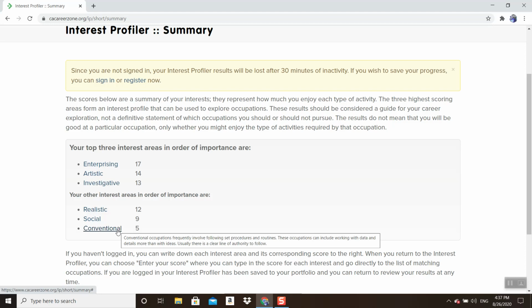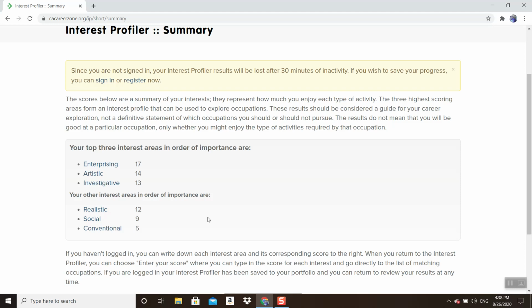The last one is conventional. Conventional occupations frequently involve following set procedures and routines. These occupations can include working with data and details more than with ideas. Usually there is a clear line of authority to follow. So if somebody is conventional, and I tell students, very opposite of artistic. If you're conventional and a teacher assigns you a project, you are hoping the teacher gives you an outline of exact instructions to follow in order for you to complete that project and get an A. That would be conventional personality.